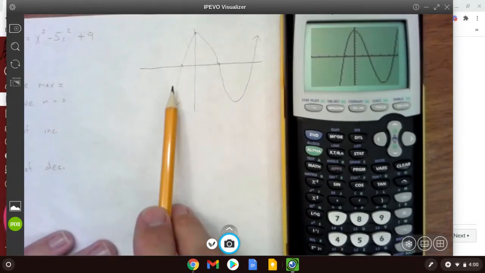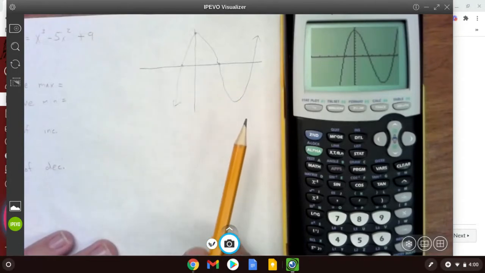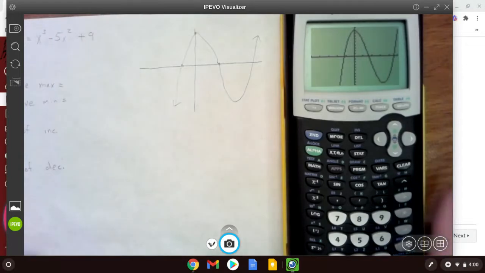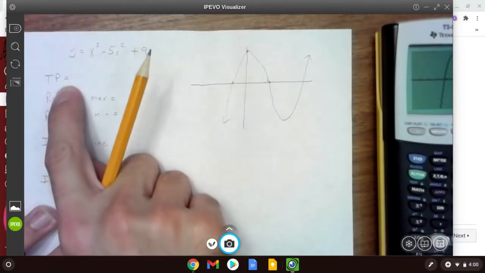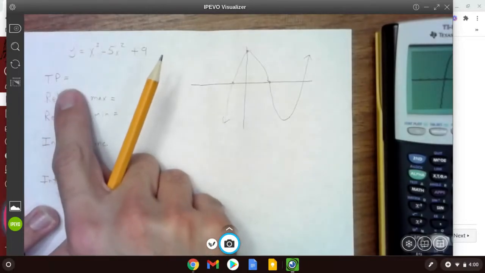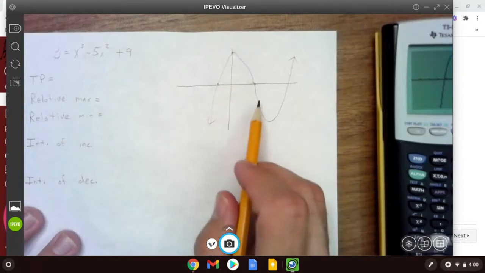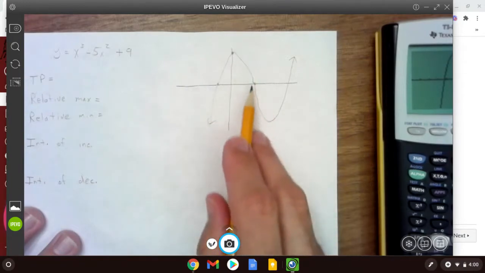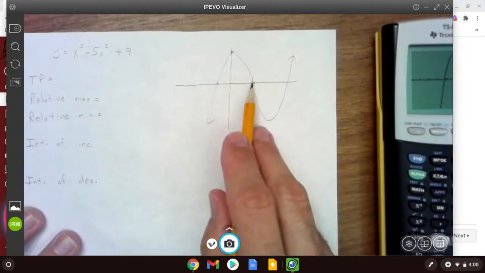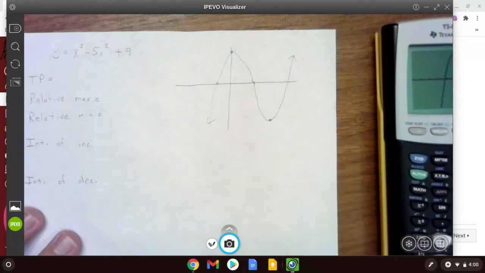And again, I do recommend you draw a rough sketch of what the graph looks like. It doesn't have to be perfect like mine, but it's best if you can draw a graph. All right, so turning points. Those are the x values where it goes from up to down. So that's going to be a turning point. And there's also another turning point, here where it's still going down. That's going to be my other turning point.